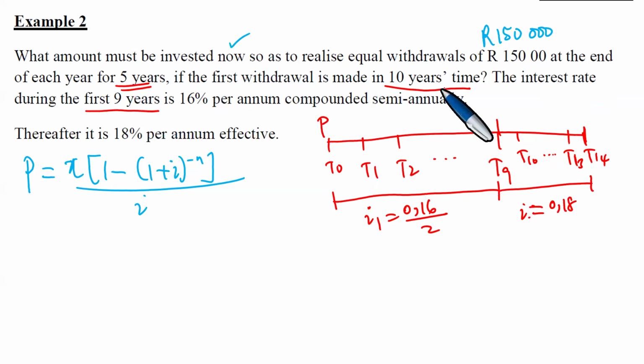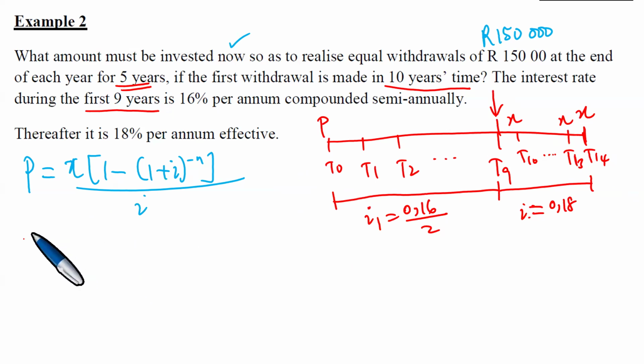If the first withdrawal is made in 10 years' time, the interest rate during the first 9 years and 5 years. So you have a total of 14 years. Now, this means that you'd have an amount X. And then you realize that what is going to happen here at T9, there is an interest rate change.